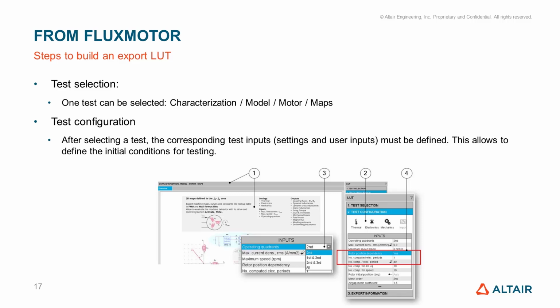Now, to export this lookup table, there are some steps that the user should follow. The first one is the test selection. One test that can be selected currently is the maps from the characterization model motor. You have the possibility to select the maps. The test configuration is the second step. For this one, the user will define the working condition of the motor.